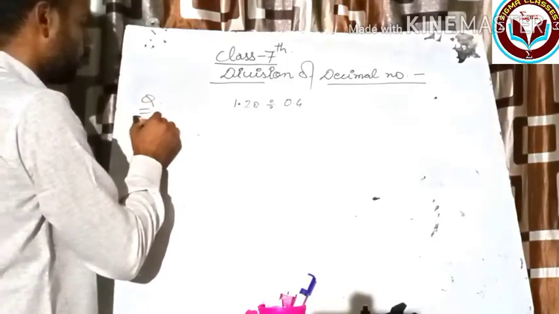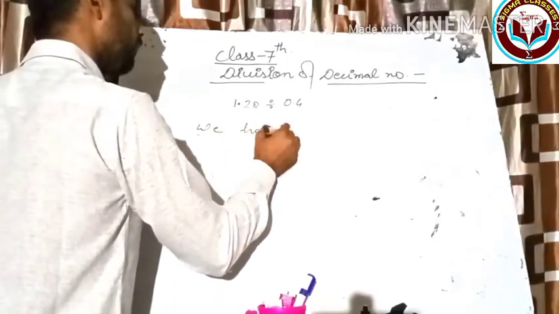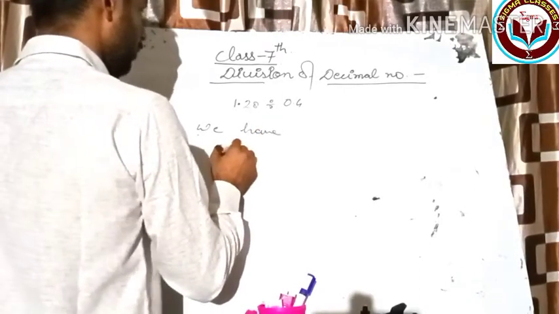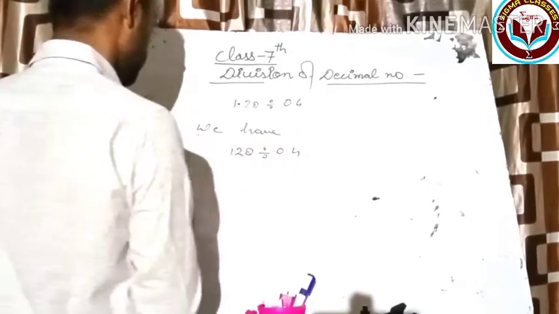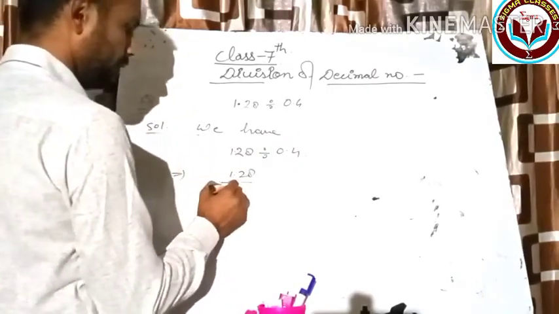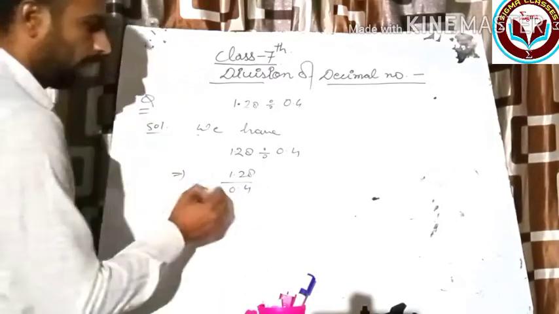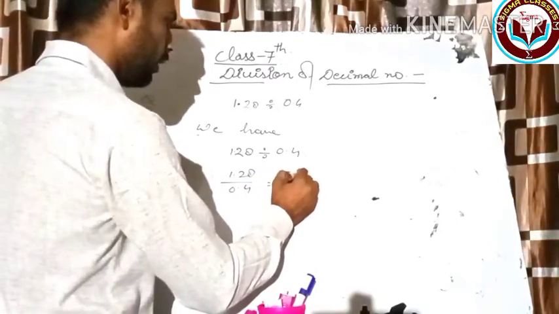Now how to solve this question? We have 1.28 divided by 0.4. This implies we can write like this: 1.28 divided by 0.4. And now in the next step what we have to do here?